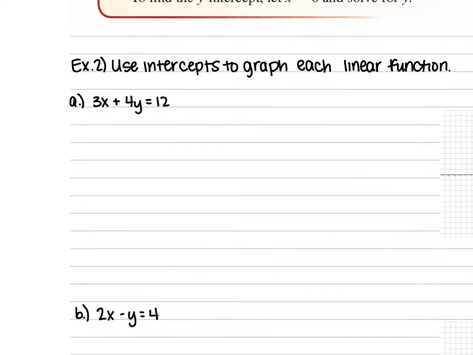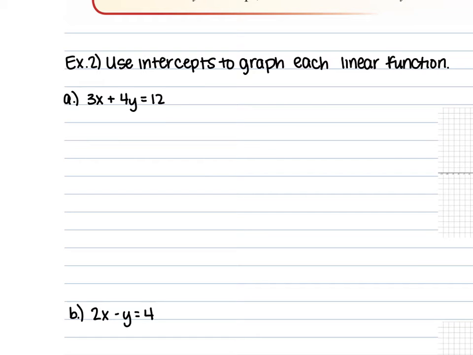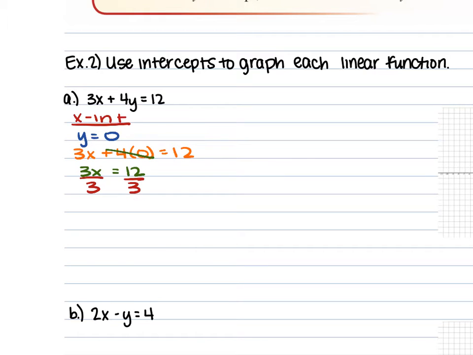So if we look at example 2a, we're using the intercepts in order to graph the linear function 3x plus 4y is equal to 12. So to find our X-intercept, we're going to just plug in 0 for y, so y is going to equal 0. This is going to give us 3x plus 4 times 0 is equal to 12. That 4 times 0 cancels out, so it's just 3x is equal to 12. We divide each side by that 3, and x is equal to 4.